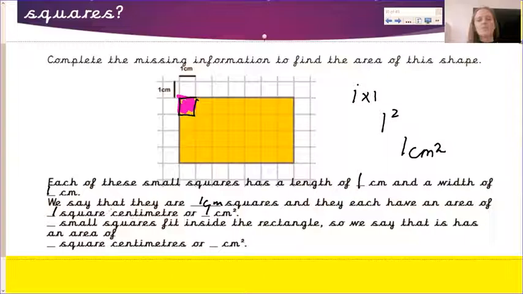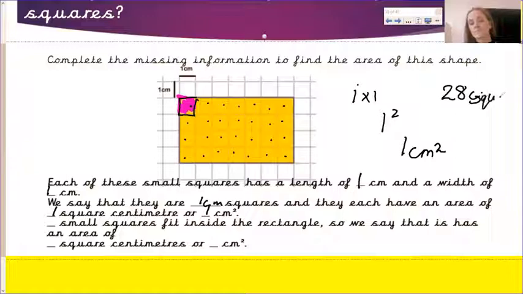It says, how many small squares fit inside the rectangle? So let's count. We've got 1, 2, 3, 4, 5, 6, 7, 8, 9, 10, 11, 12, 13, 14, 15, 16, 17, 18, 19, 20, 21, 22, 23, 24, 25, 26, 27, 28. So we have 28 squares within that shape. So we say that it has an area of 28 square centimeters or 28 centimeters squared.